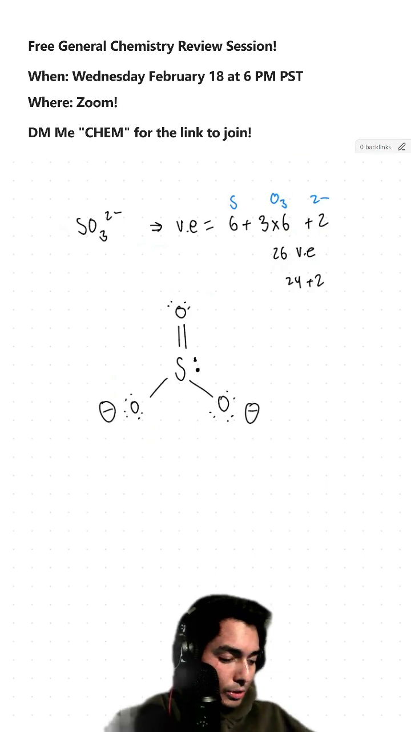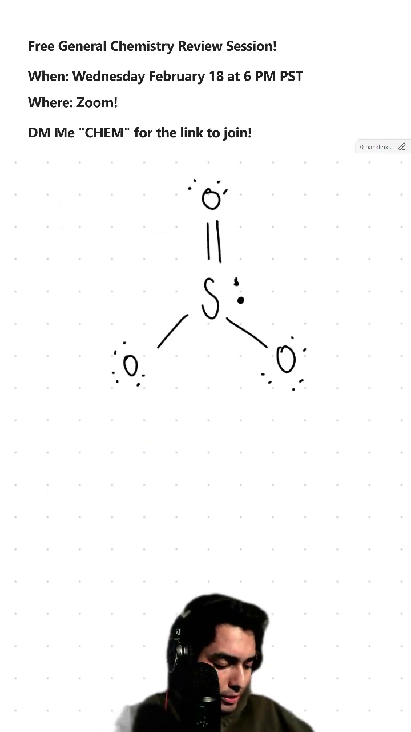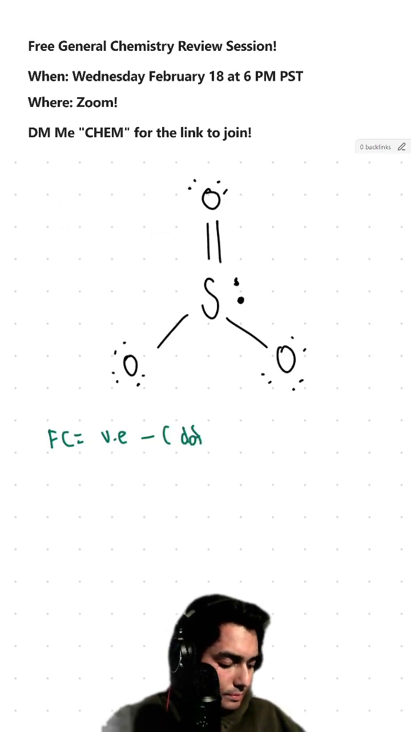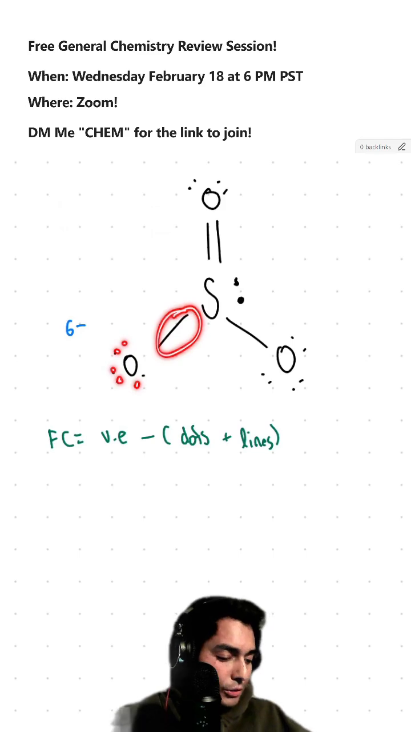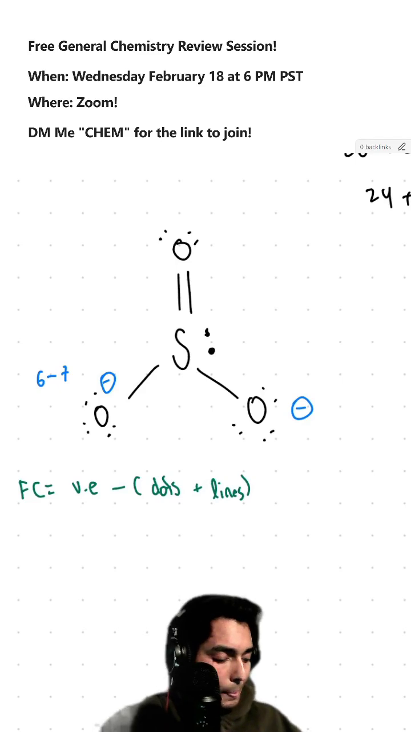I'm going to go back and show the formal charge. So the formal charge for oxygen, remember the formula, is valence electrons minus dots plus lines. Oxygen has 6 valence electrons, minus how many dots? 1, 2, 3, 4, 5, 6. So 6 minus 6, and I have 1 line. So 6 minus 7 equals minus 1. So this is a minus charge. And if I see a single bond oxygen with 3 lone pairs, that means this is also going to be minus 1.